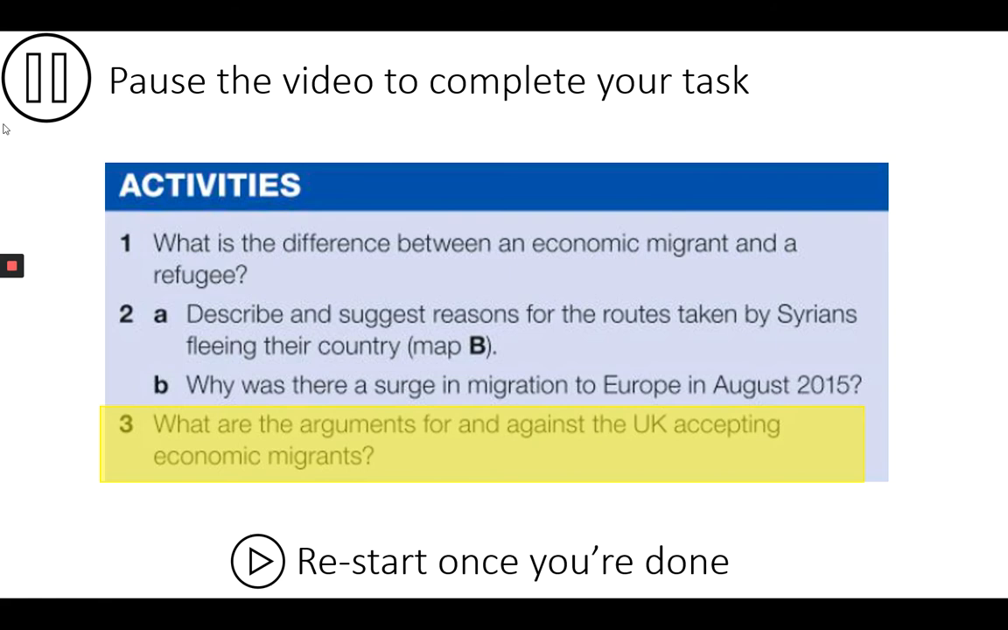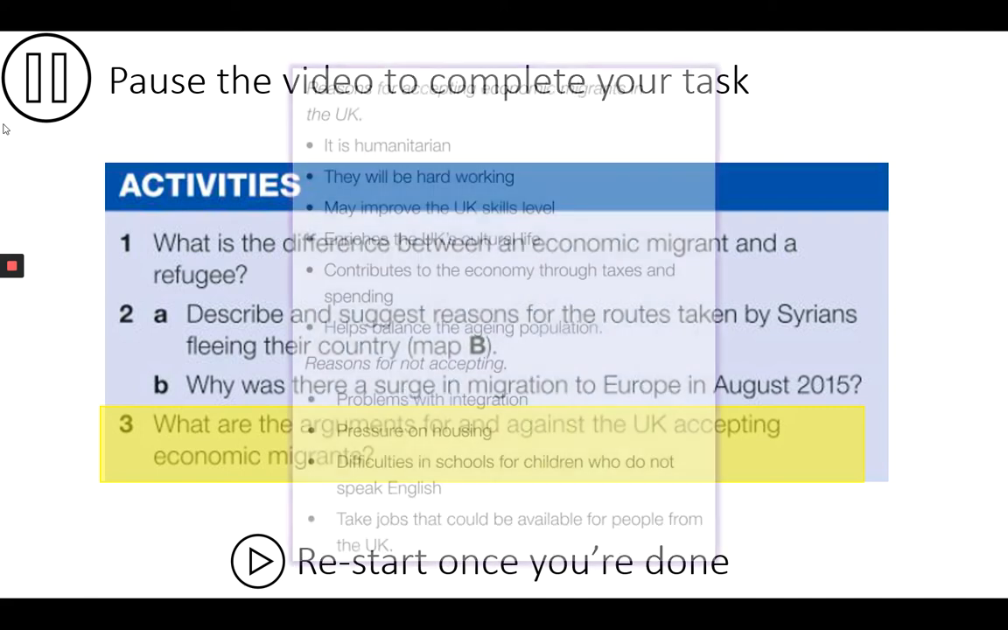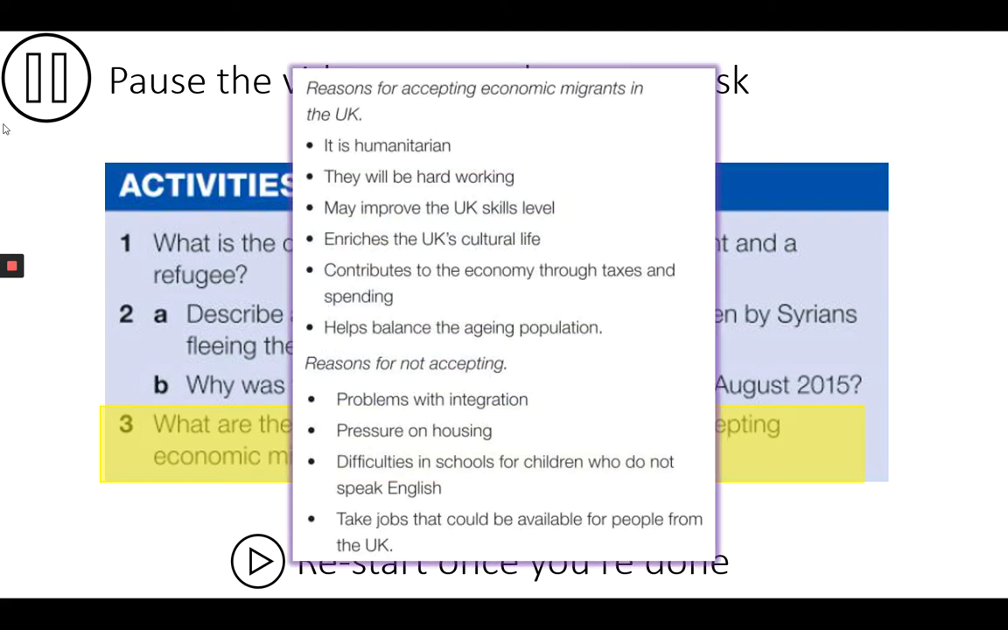In this final main activity, you need to identify a range of reasons for accepting and not accepting economic migrants into the UK. I'd recommend splitting your response into 2 sections, for and against. Let's see how you get on. Pause the video to write your response and then press play to see the mark scheme. Have a read of these bullet points, and if you need to improve your response, pause the video and go ahead.